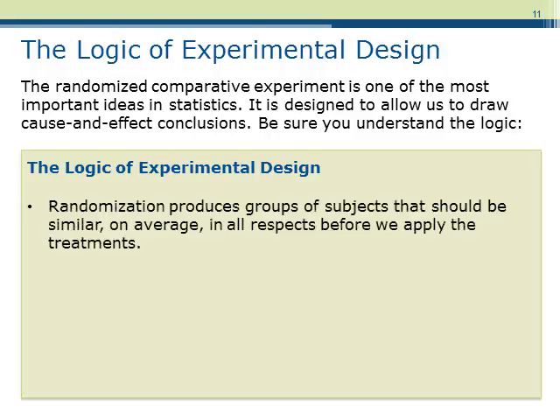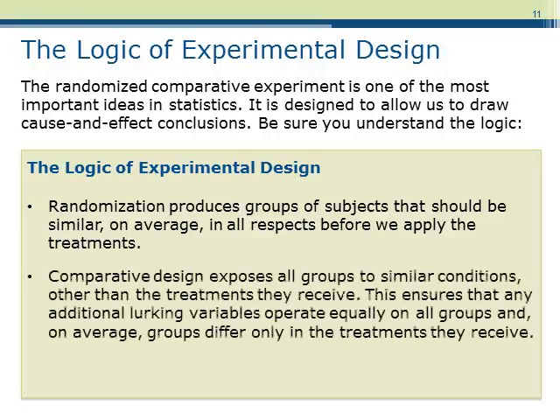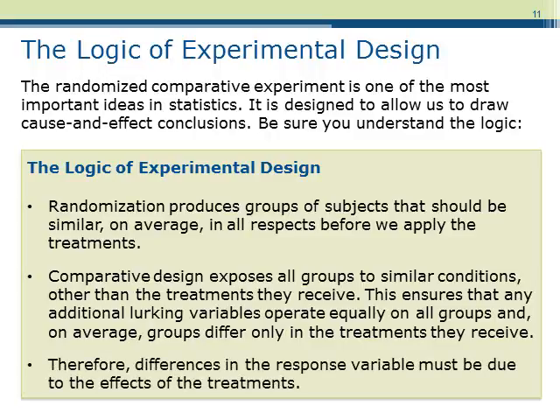First is randomization. Individuals must be randomly assigned to groups. This ensures that, on average, each group is the same before the treatment is applied. Comparative design exposes all groups to similar conditions other than the treatments they receive. This ensures that additional lurking variables operate equally on all groups and thus whose effects can be ignored. Finally, when carrying out the experiment, one can conclude any change in the response is due to the treatment alone.